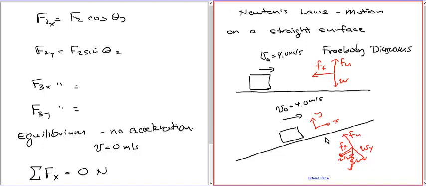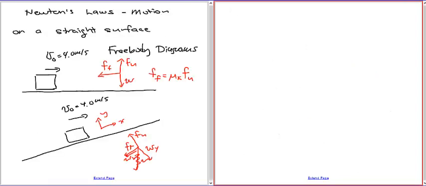Now if it was frictionless, you wouldn't have the friction force. In all of these cases where you have friction, you have this relationship between the friction force and the normal force, like that. In the case of an inclined plane, the normal force is not going to be equal to the weight. So let's just do the free body diagram, or the Newton's laws, for this particular problem.